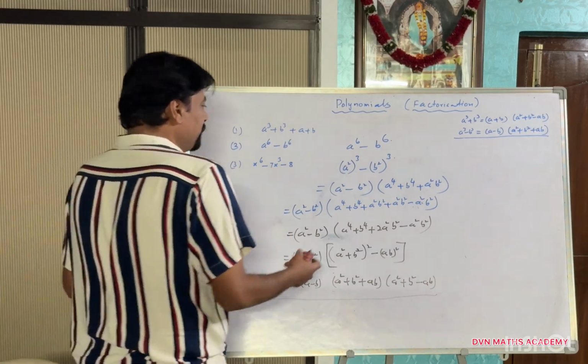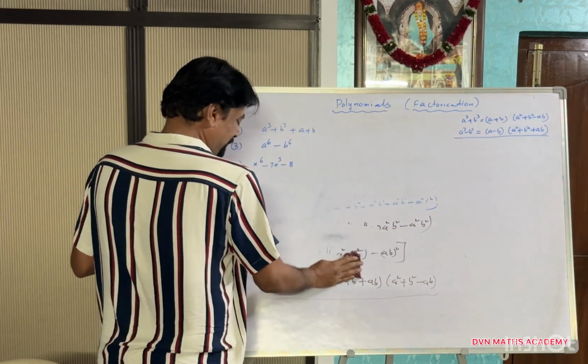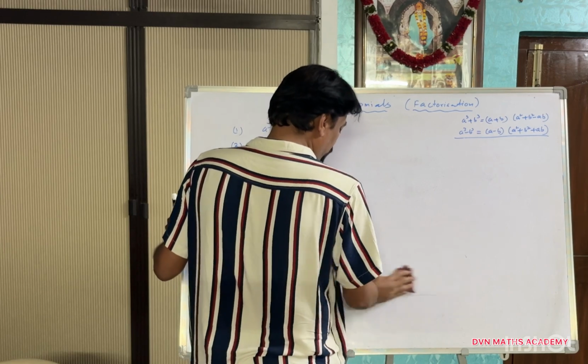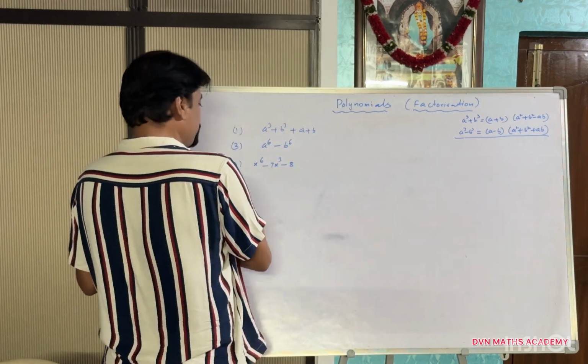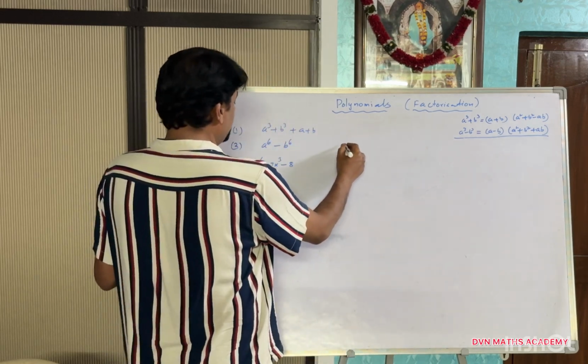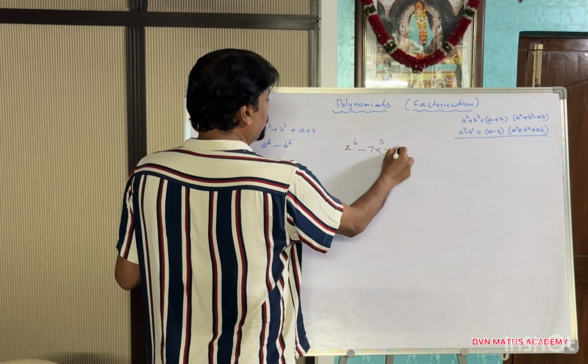The last one is also very interesting. You see the last question. This is called a reducible polynomial. If you reduce it and afterwards substitute that value, you will get the factors. So the question is x to the power of 6 minus 7x cube minus 8.